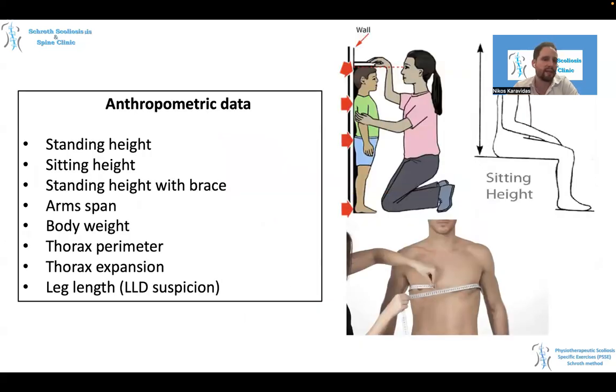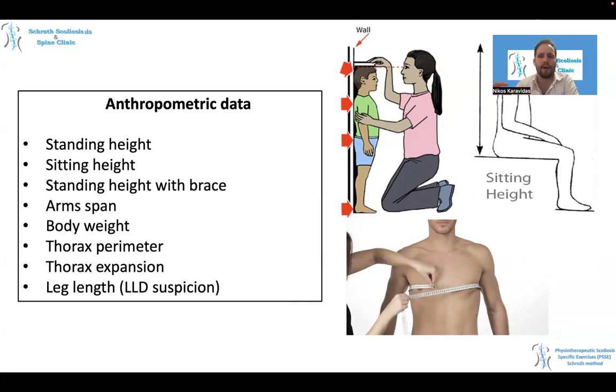Then you can use the anthropometric data. For example, you can measure the standing height of the patient to estimate the velocity of growth. The sitting height is another good way to use. You must have the same stool or chair and the same meter, and what you measure is the trunk height, so the velocity of growth in the trunk, and this is important, especially in brace patients. Another measurement you can do is the standing height with a brace. You can measure the patient without the brace and immediately after when they put the brace on.